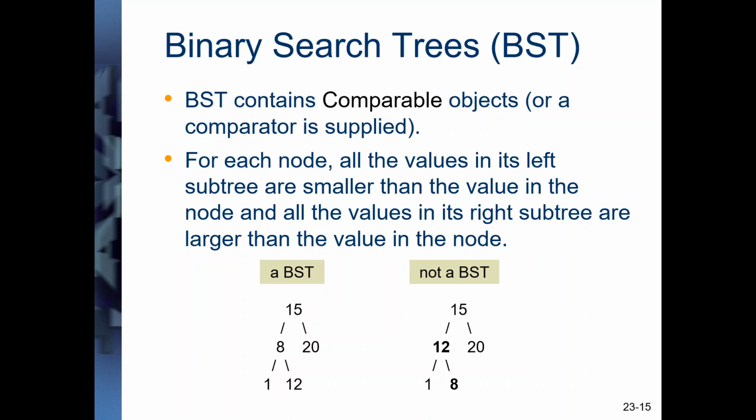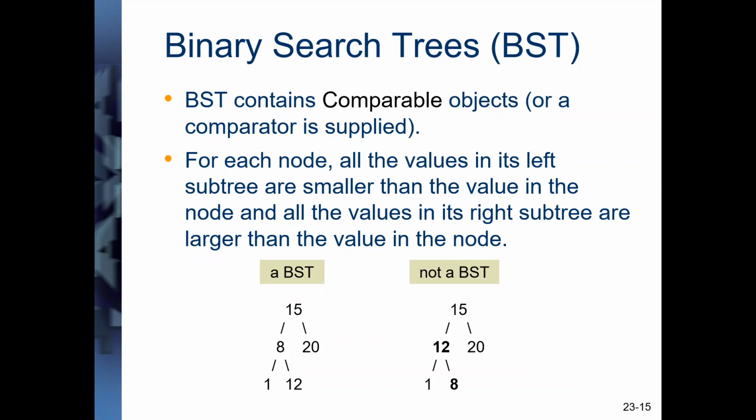All right, so we are going to be working not just with binary trees, but with binary search trees. And binary search trees are binary trees where your data, your objects, are in order. So you're typically going to work with comparable objects. And for each node, all the values in the left subtree are smaller than the value in the node, and all the values in its right subtree are greater than the value in the node.